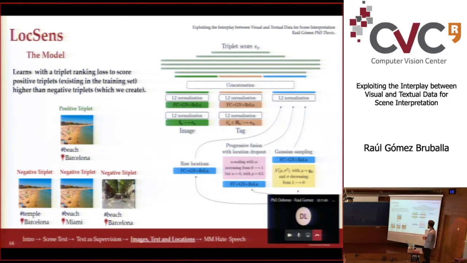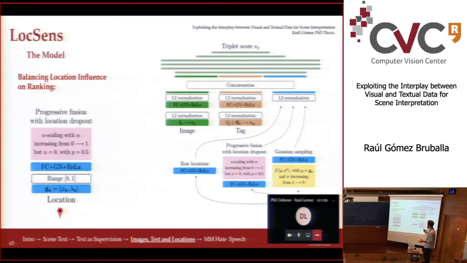So when we trained this model, we found out a problem, which is that basically the model was using location too much. It was relying too heavily on locations to rank triplets. So for instance, when we were retrieving images associated to a tag and near to a location, it was retrieving images always near to that location, but maybe not that associated with the tag. So we proposed two strategies to solve that.